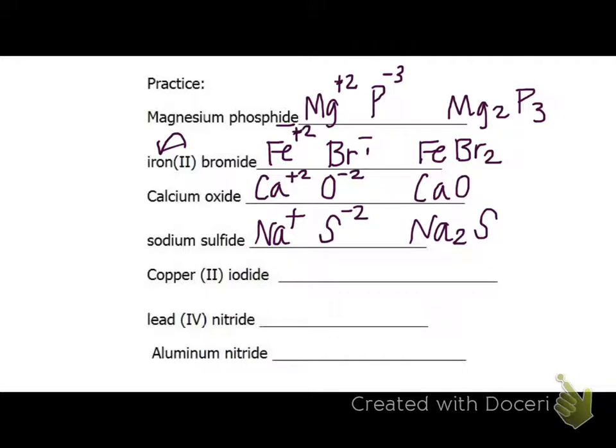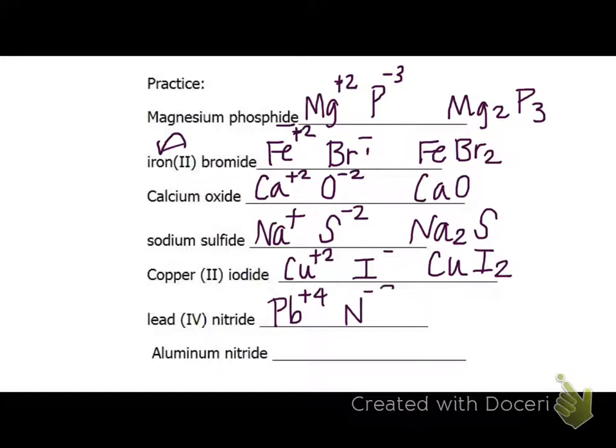Copper 2 iodide, again, that Roman numeral is telling me that copper has a +2 charge. And then iodide is a halogen, so it's going to be a -1. So in this case, I would need 2 iodide to go with 1 copper. And then lead 4 nitride would be lead +4. And then nitride is in group 15, so it's a -3.